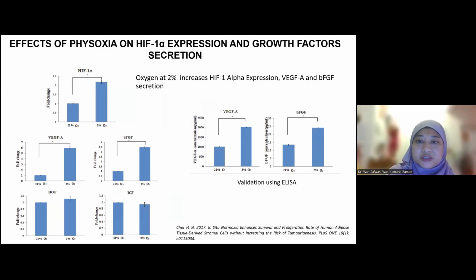So when you look at the gene expression using RT-PCR, at 2% oxygen, we can see that the HIF1 alpha expression is actually increased as compared to the normoxic condition. And this coincides with the increase in growth factors, which include VEGF, bFGF, HGF, and IGF. All right, so not so much on HGF and IGF, but it's more significant in terms of the secretion of VEGF and bFGF. So we think that VEGF and bFGF could be the ones that drive the enhancement of the proliferation rate of the cells. And this has been validated by ELISA.